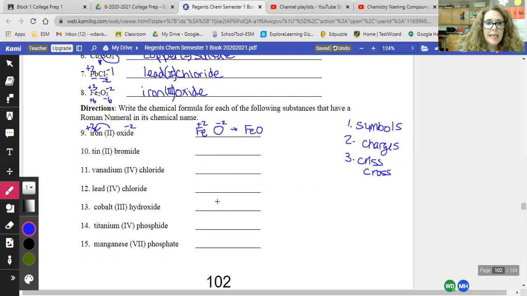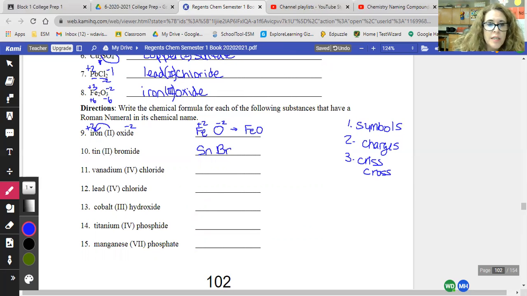So now I'm going to do tin bromide. I've got to get the symbols. I'm not sure, tin, it's not Ti. Ti is titanium. Make sure you use table S. So tin is Sn. Some of the elements come from their Latin names. And now I have bromide, which tells me I have the element bromine, so Br.